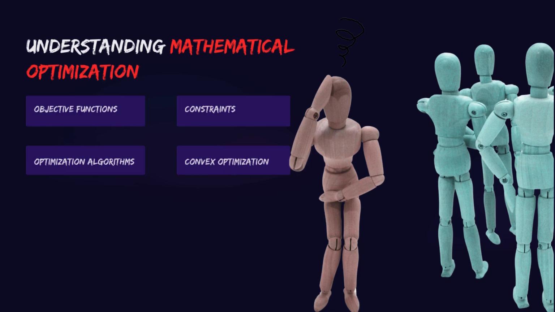Convex optimization. A special class of optimization problems with guaranteed global optima, often encountered in machine learning and AI applications.